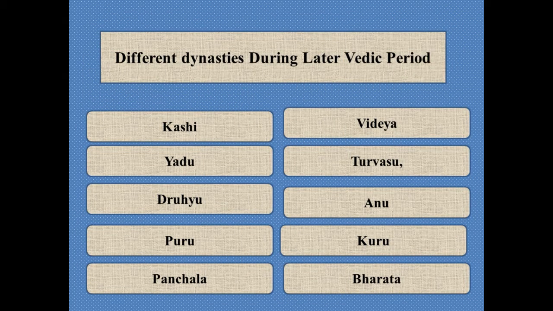During the later Vedic period, different kingdoms were emerging, and those kingdoms were known as Kashi, Yadu, Druyu, Puru, Panchala, Videya, Turvasu, Anu, Kuru and Bharata. If you want, you can note it down. These were some of the different dynasties that emerged in the later Vedic period.